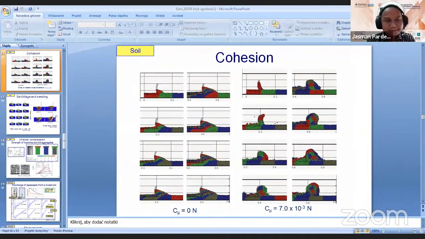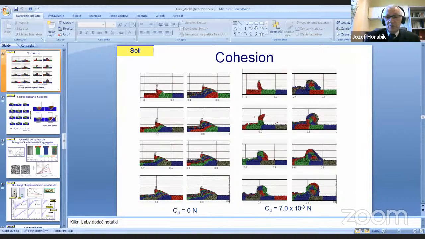Okay. So on this slide, I'd like to show the effect of cohesion on the particle behavior, presented by Tsuji et al. This slide indicates the strong impact of cohesion on soil particle behavior during the pushing process by a bulldozer blade.